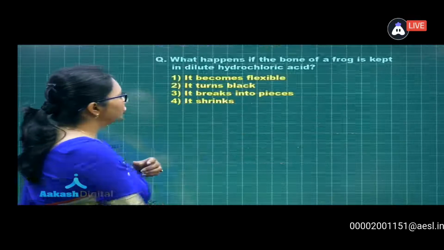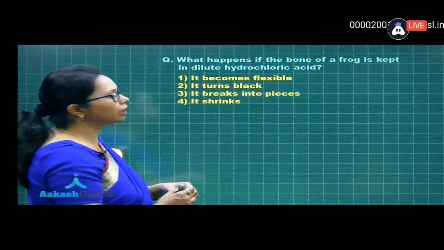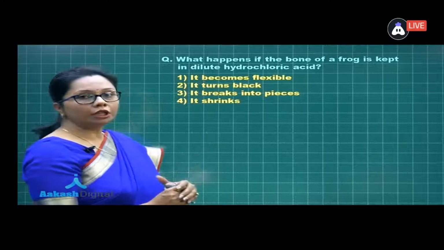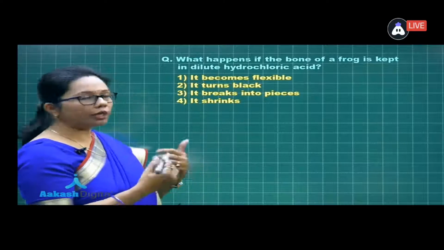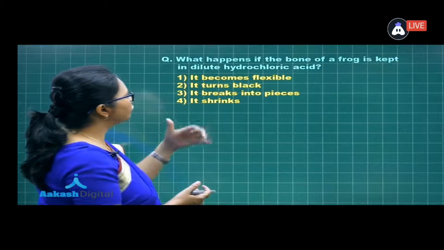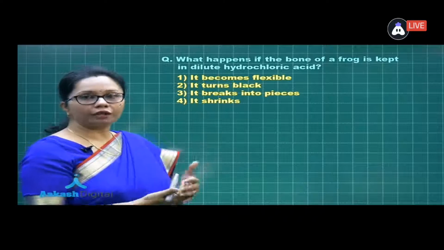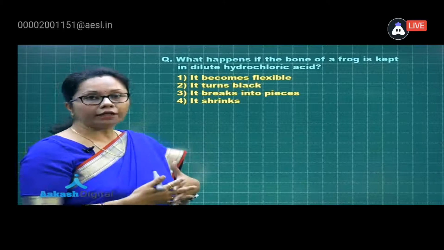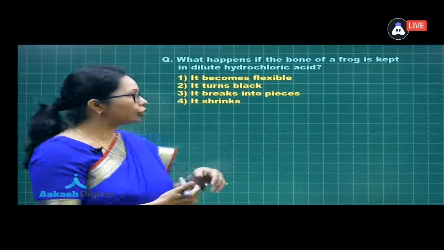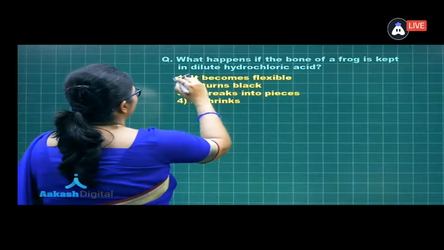Now let us take up a question. What happens if the bone of a frog is kept in dilute hydrochloric acid? Now when we keep it in dilute hydrochloric acid, all the calcium will get removed. So it becomes flexible, it turns black, it breaks into pieces, it shrinks. So of course, if all the inorganic matter is removed, then only organic content is left out, and organic content will of course make it flexible. So it will easily bend. So that means our answer here is option number 1.